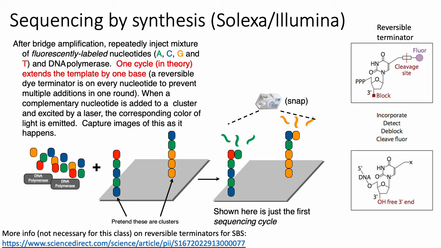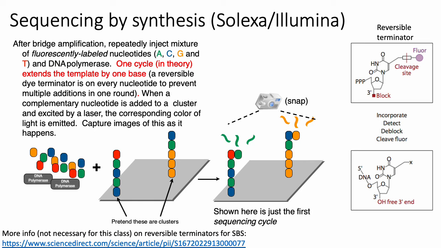So after bridge amplification finishes, the next step is the actual sequencing by synthesis. At a high level, after you add a sequencing primer template, sequencing by synthesis involves sequentially extending the template one base at a time by providing DNA polymerase with 4 different modified nucleotides.